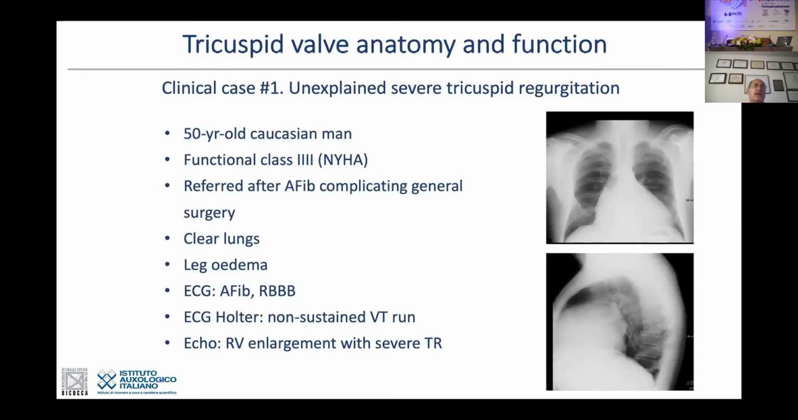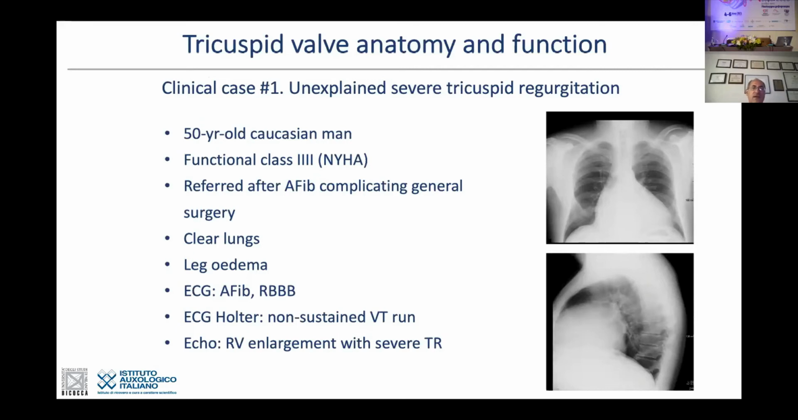Is it important from the clinical point of view, this 3D visualization of the valve? Yes, it is, and I will show these cases. This case is one of the many cases that we have where the 3D really made the difference.